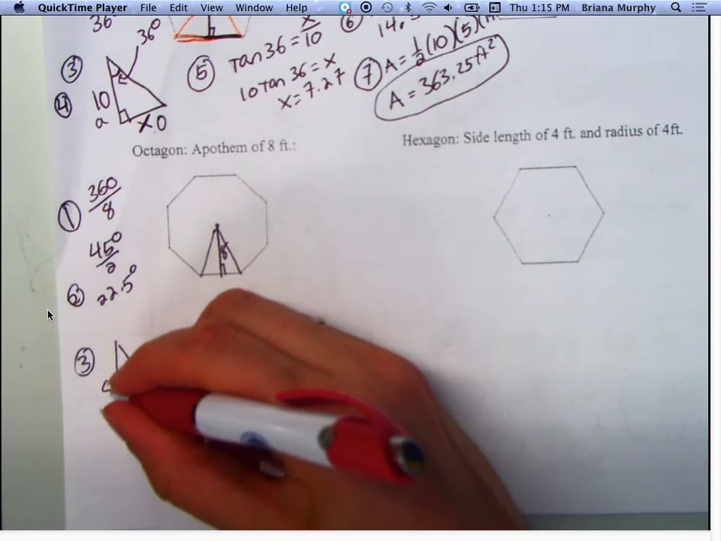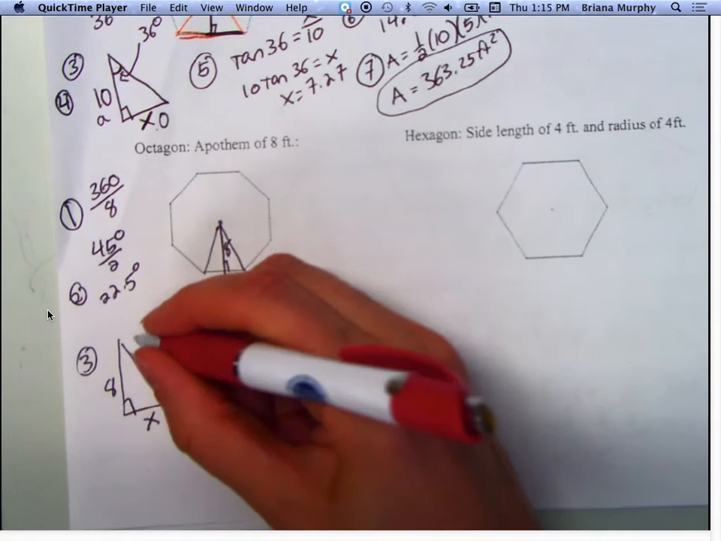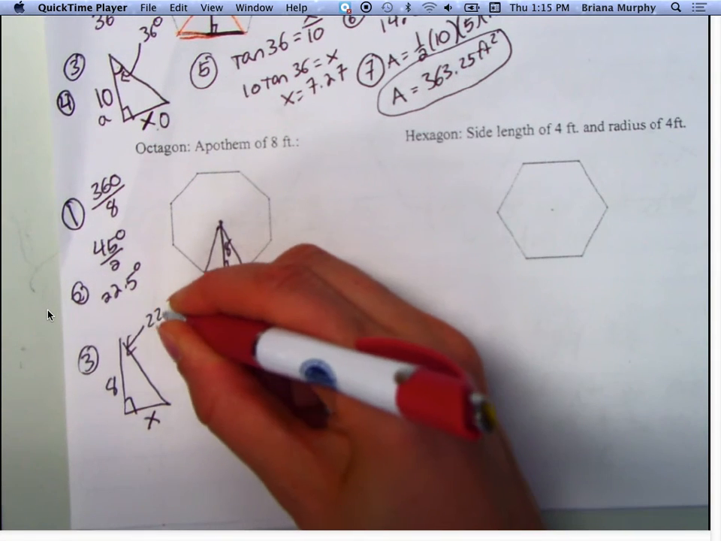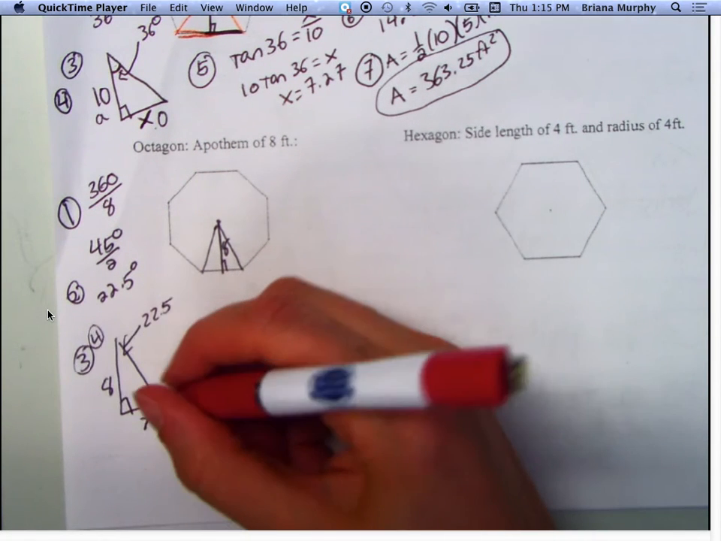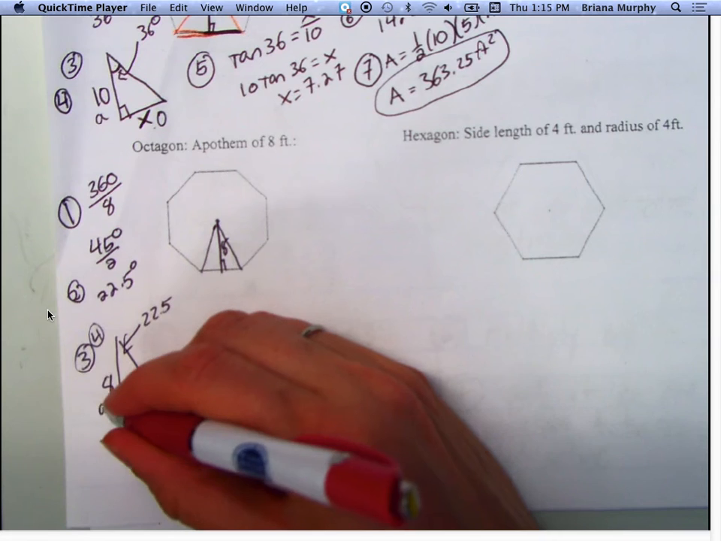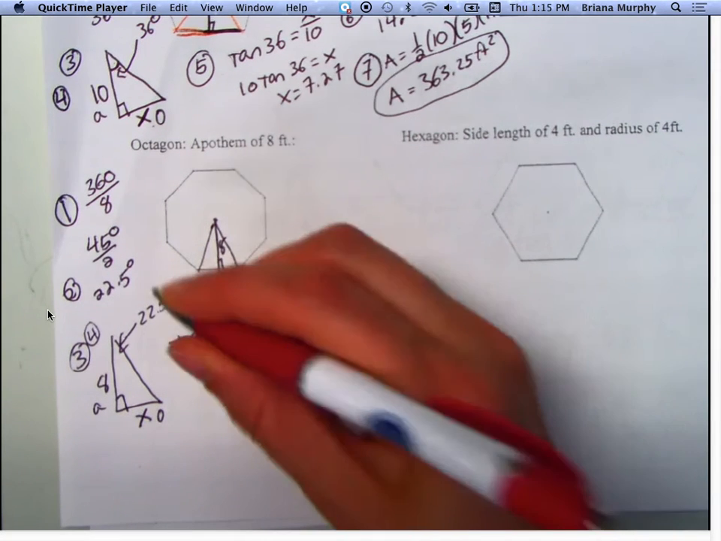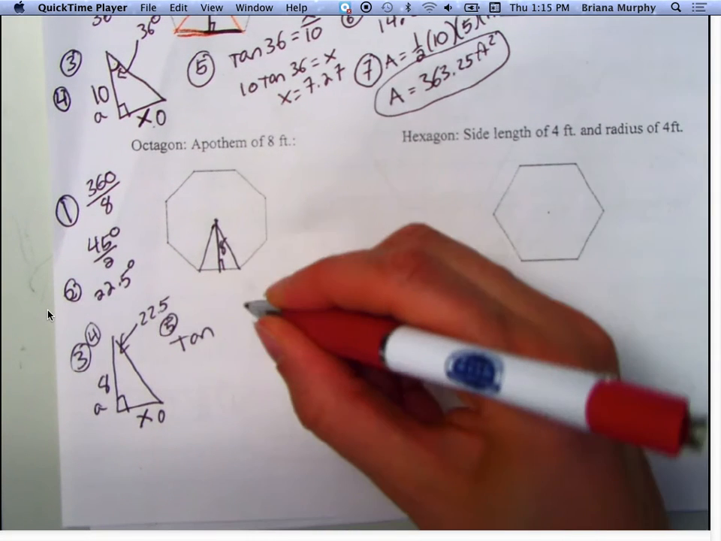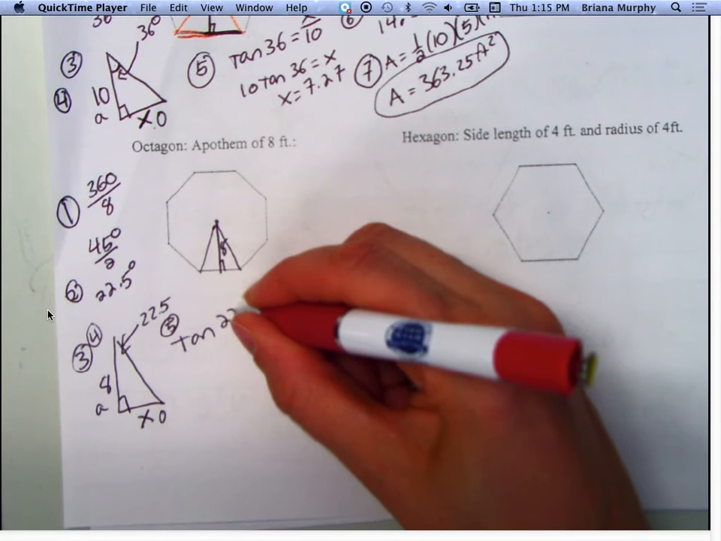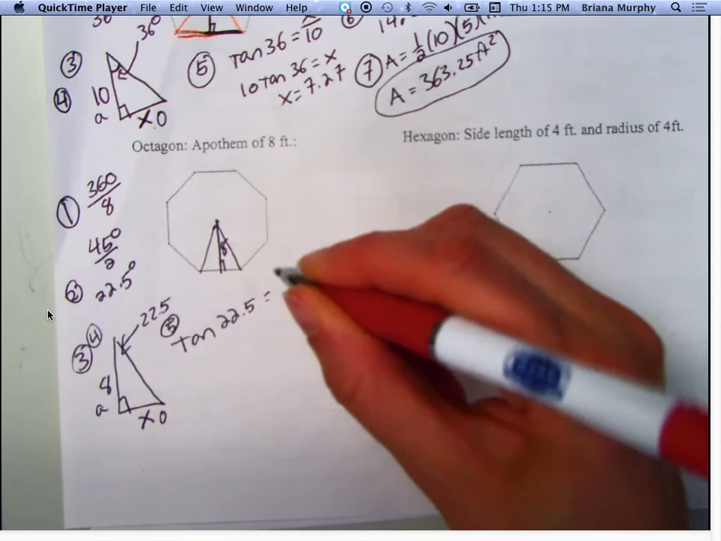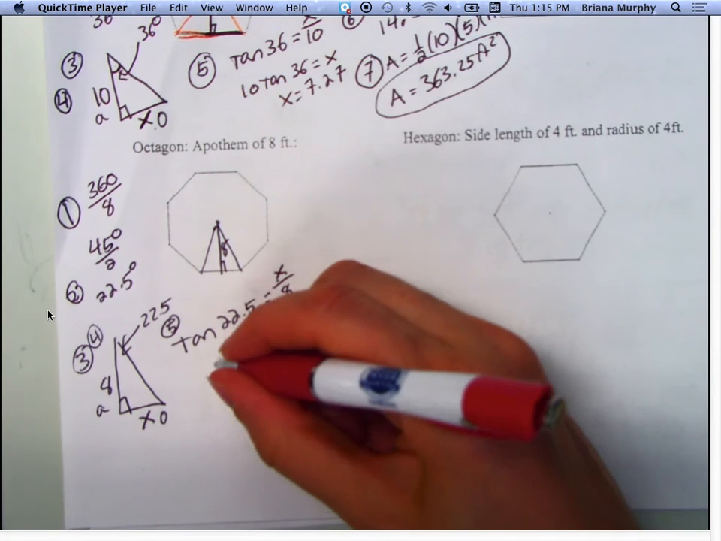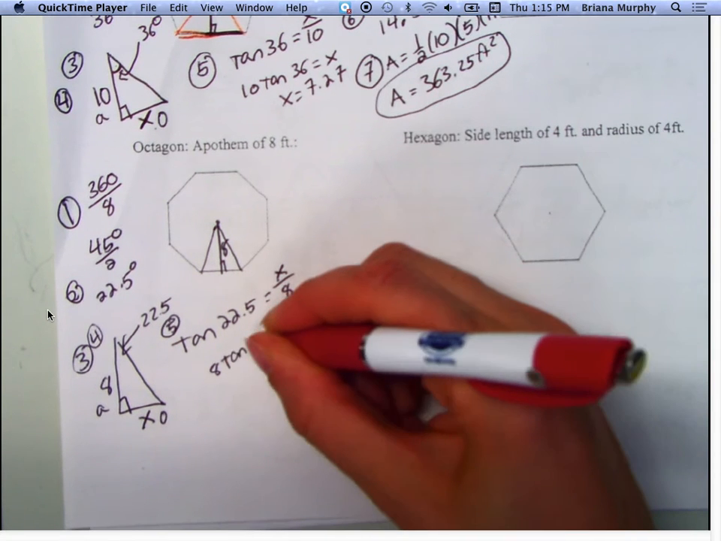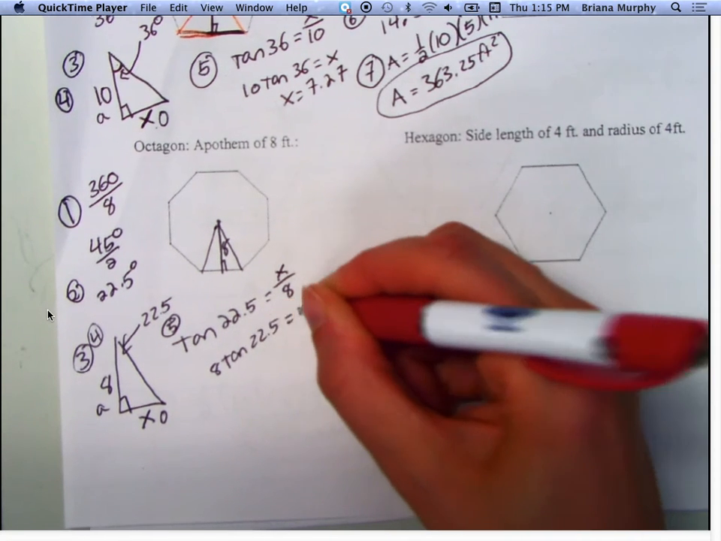So we've got 8. We're trying to find x. We've got 22.5. Step 4, find out which trig function to use. We're using opposite and adjacent, so that is tan. Step 5, plug it in. Tan of 22.5. I know I'm going fast, but you should just be checking. x over 8. Then we're going to solve. 8 tan 22.5 equals x.